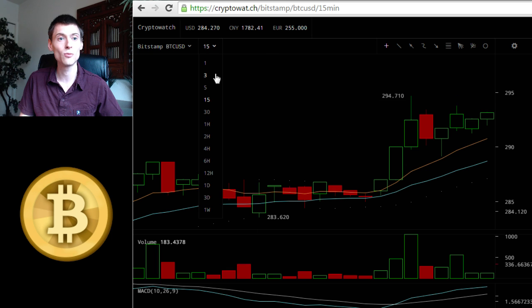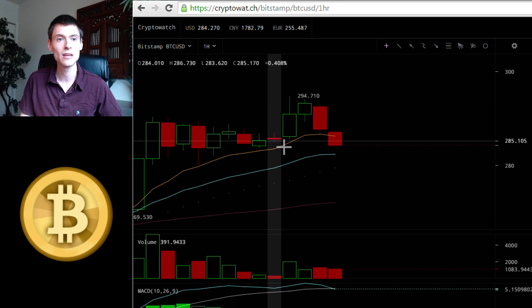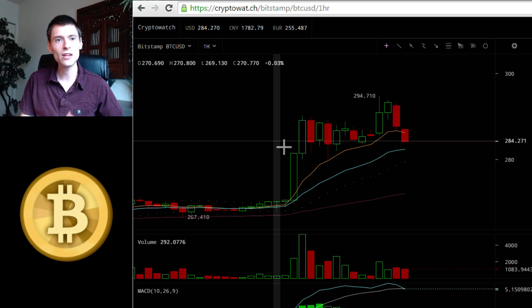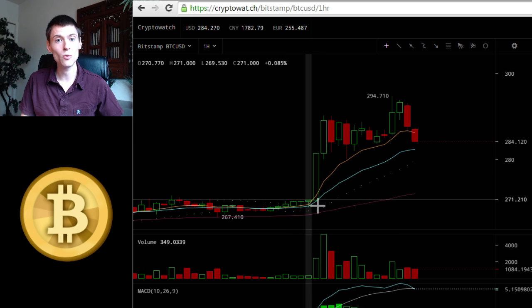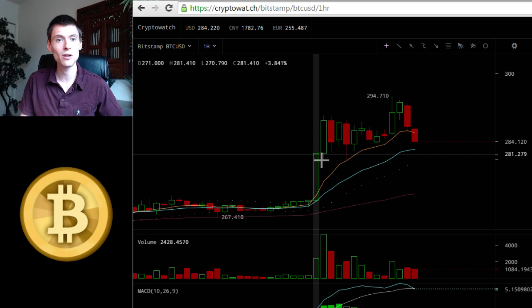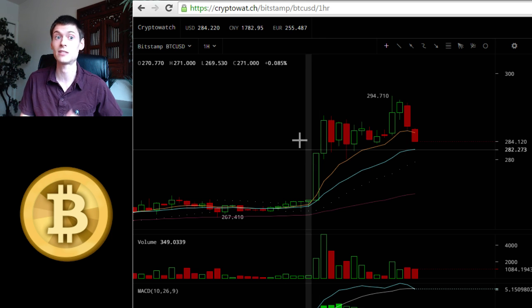So this drop down changes the width of the candle. If we choose 1 hour candles, we can see a little bit more granular detail. This is what the price did in 1 hour. Clearly it shot way up from 271 to 281. I liked that hour very much. One of the best hours of my life.